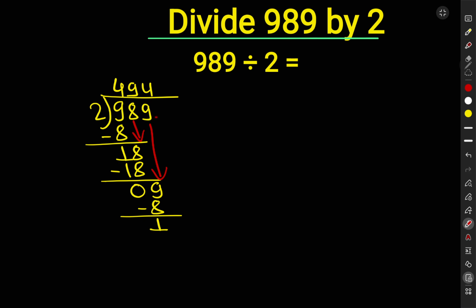So now there is no other number to put down. So we take here a decimal so that we put 0. So it is 10 and 2 times 5 is 10. On subtracting we get 0. So 989 divided by 2 is 494 decimal 5.